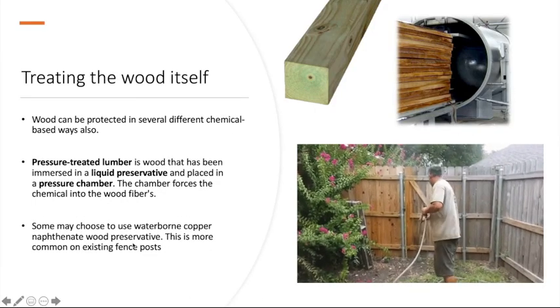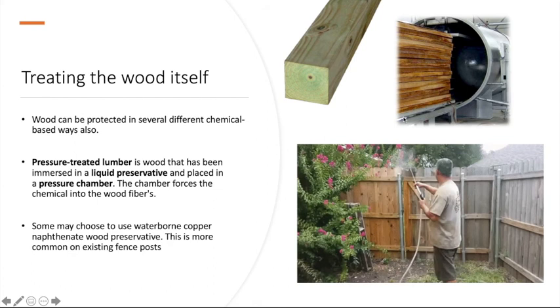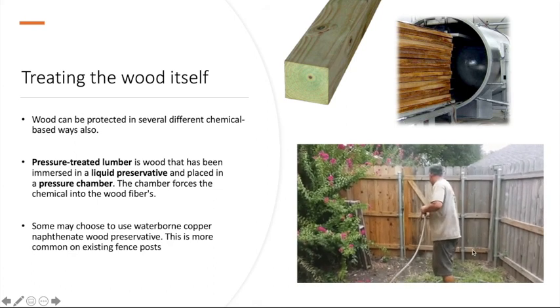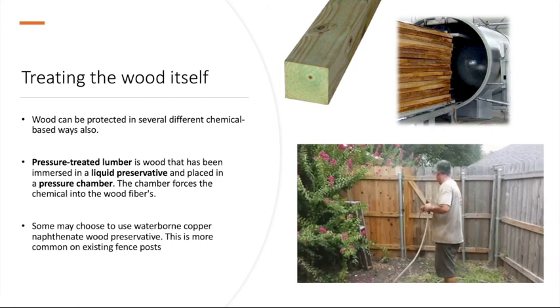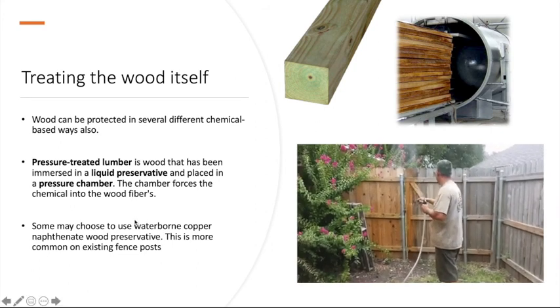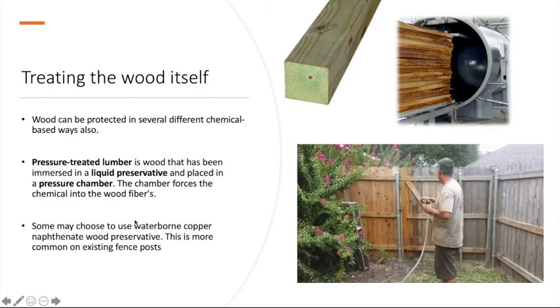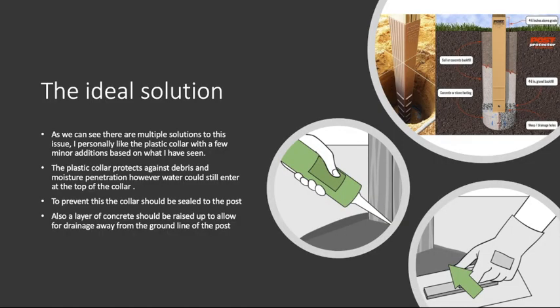The other option is treating the wood itself, so you can have it pressure treated like a decking, or you can have it spray treated like this gentleman is here. A liquid preservative is placed in a pressure chamber when it is treated, which gets into the cells of the wood.